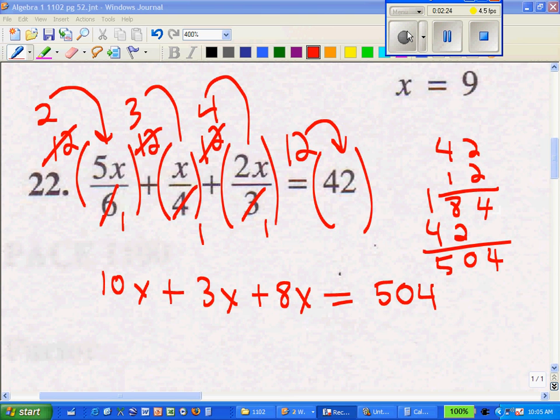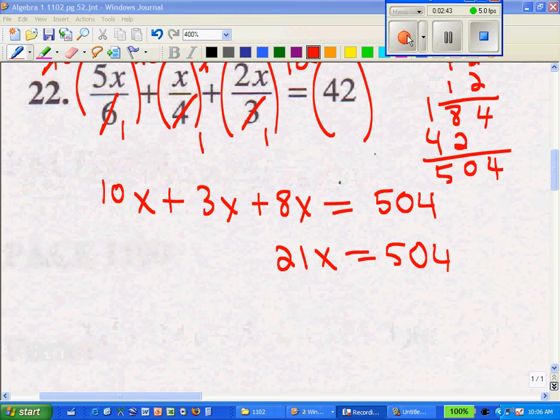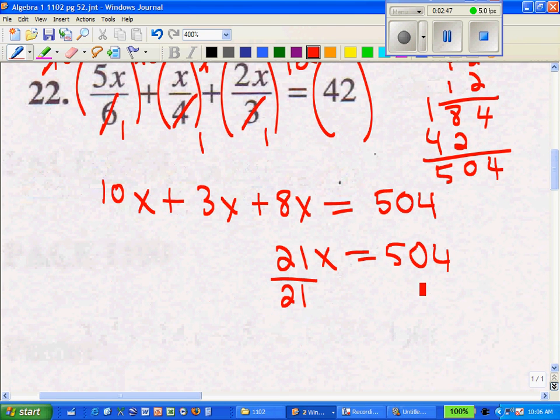So now what we do is we combine like terms. All these are like terms because they're all x to the first power. So 10x plus 3x is 13x. 13x plus 8x would be 21x equals 504. And 504 divided by 21 is 24. So x equals 24.